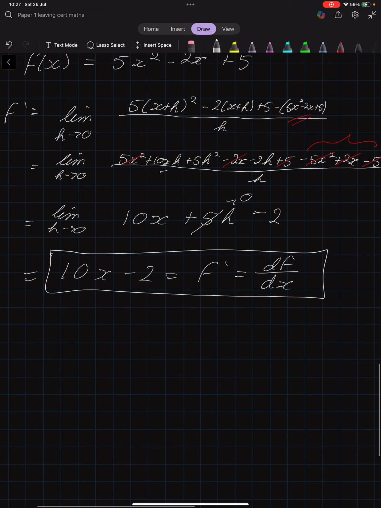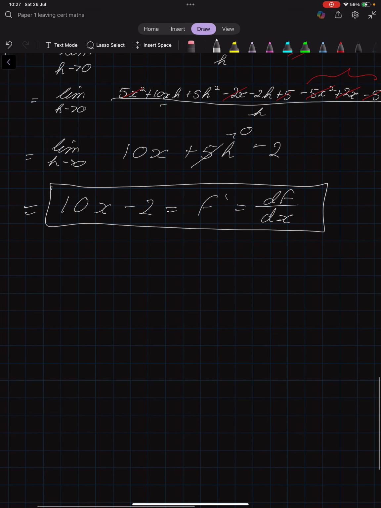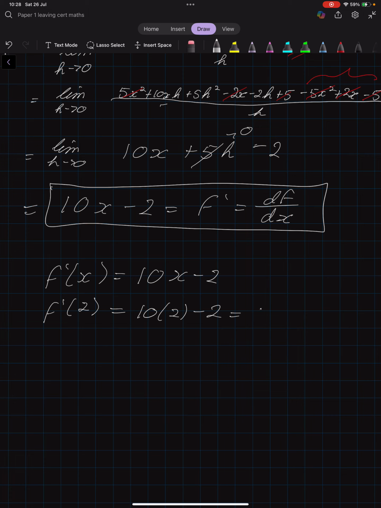So now, they might ask you, what is the derivative at x equals 2? And you'll say, okay, f prime of x, this is the derivative, and it's equal to 10x minus 2. So if I want to know what this is equal to when x is 2, you simply get f prime of 2, which is 10 times 2 minus 2, that's equal to 18. So the derivative, or the slope, at x equals 2 is 18. Okay? So hopefully that's all okay.